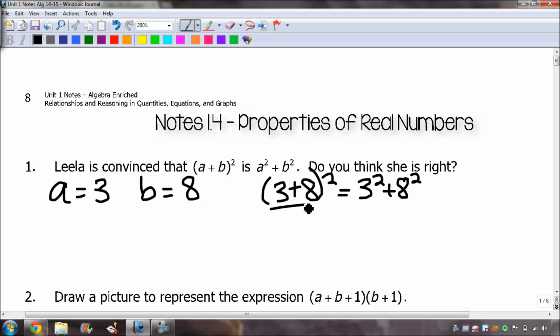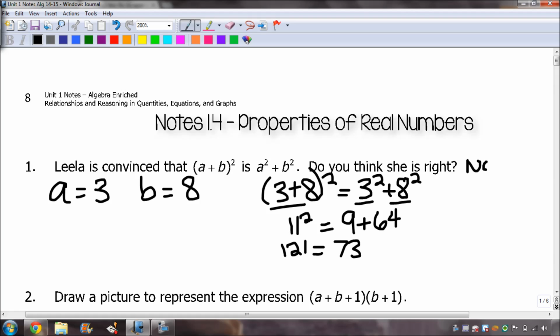So here I'm going to follow order of operations, so I would get 11 squared. And here, according to order of operations, I would need to do my exponents first. So I would get 9 plus 64. So then 11 squared ends up being 121, and 9 plus 64 ends up being 73. So it's very clear. Here's an example. This is called a counterexample to show that it is not true. She is not right. So no, she is not right. But the question is, how do we fix this so that it is right?